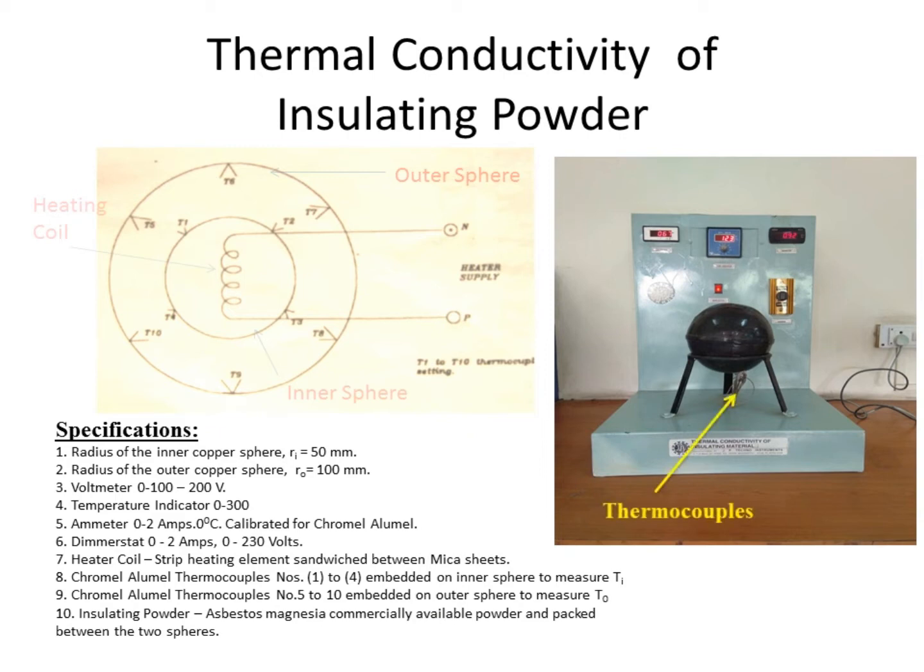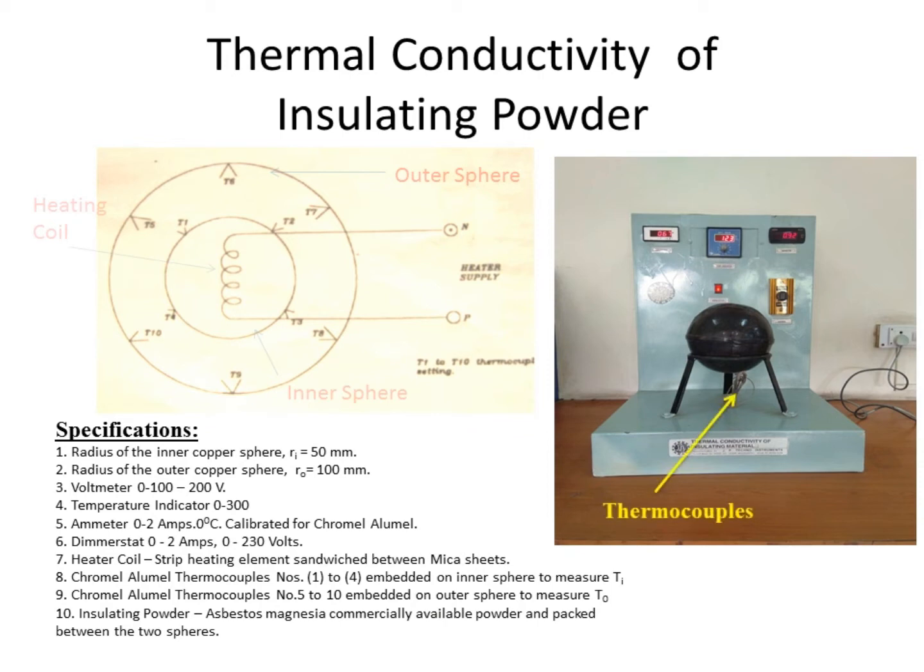Specifications: radius of inner copper sphere is 50 mm. Radius of outer copper sphere is 100 mm. Voltmeter is 0 to 100 to 200 volt. Temperature indicator is 0 to 300. Ammeter 0 to 2 ampere, and 0 degree Celsius calibrated for chromel-alumel thermocouple. Dimmer-stat 0 to 2 ampere and 0 to 230 volt.